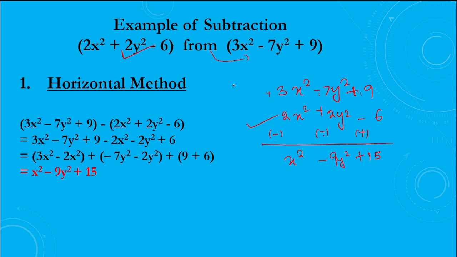Similarly, this is the column method. How to solve in the horizontal method? Now first we write the second expression. First write it down. Then write the first expression with bracket. Now open the bracket, which means signs will change. How? Because minus plus is minus, minus minus is plus, minus minus is plus. Now arrange the like terms, then addition. Understand?